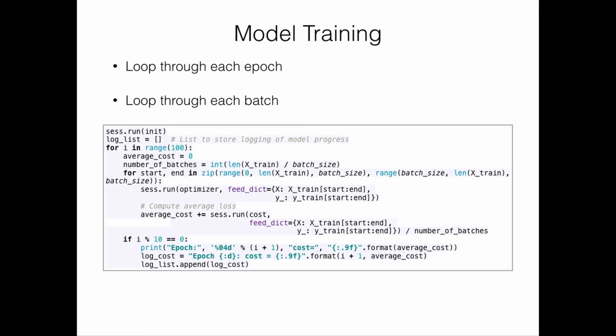After 10 epochs, we're going to print what the cost is, so we can monitor the modeling of the data. And then we're going to store the model progress to a list. So we're logging the steps, logging the modeling process. Are there any questions there?